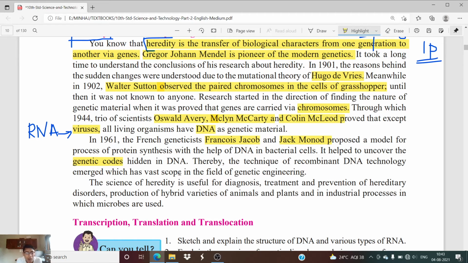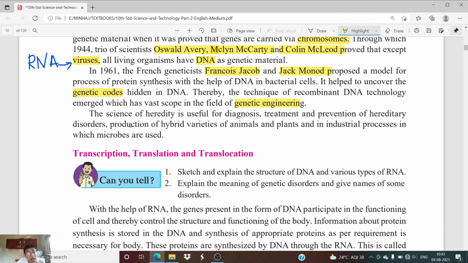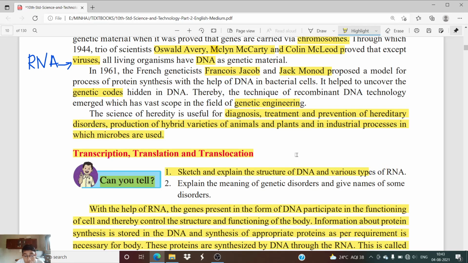It has affected, okay, in a good way in the field of technology. Okay, so new discoveries are being made every day. The science of heredity is useful for diagnosis, treatment, and prevention of hereditary disorders, production of hybrid varieties of animals and plants, okay, and in industrial processes in which microbes are used.